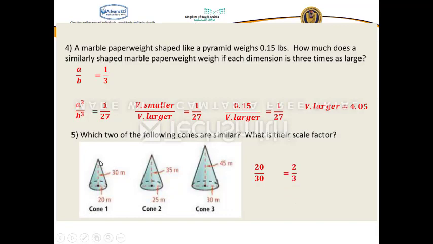Let's check by dividing this height, 30, and its corresponding height, 45. Let's see if we get the same scale factor or not. 30 over 45 equals, after simplifying, 2 over 3. Since the two solids, cone 1 and cone 3, have the same scale factor, both of them are similar. Then cone 1 is similar to cone 3.